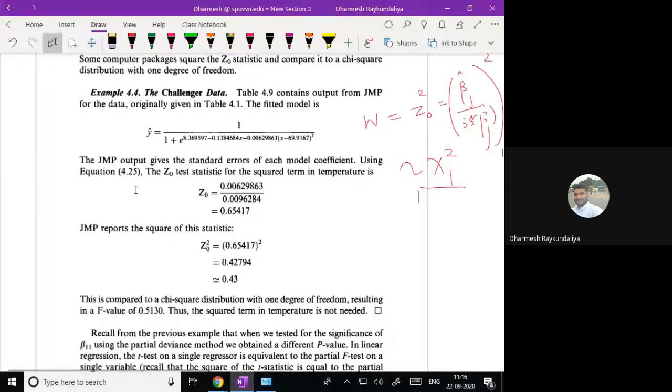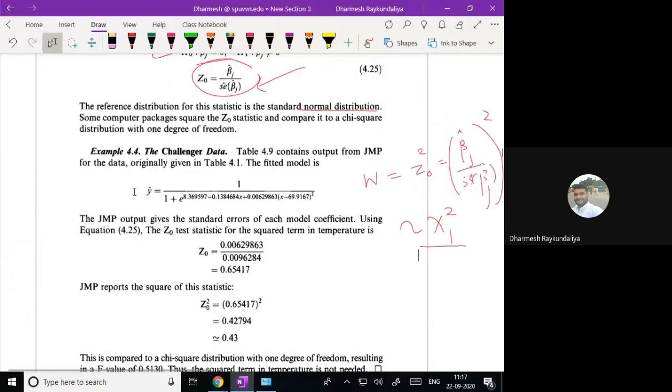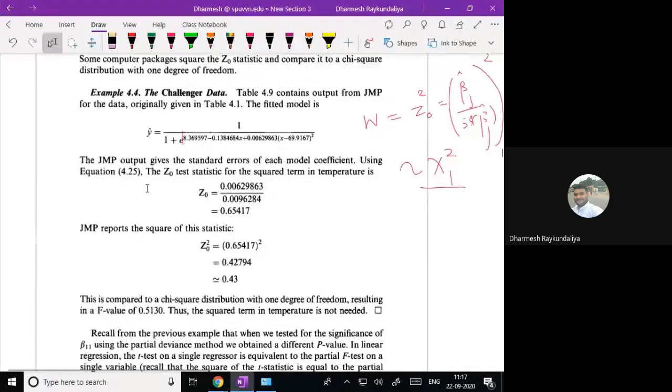So if we talk about the example, which example? Whether an O-ring failed or not, that is, at least one O-ring failed, and X is the temperature.